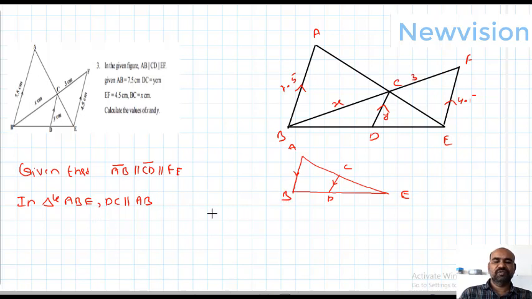Now I can use BPT or similarity, anything. Here I want to use similarity, because if these two are parallel and these two angles are equal, these two angles are equal, directly I can say that from AA similarity the two triangles are similar. I will write them. Triangle EBA is similar to triangle EDC, bracket AA similarity.